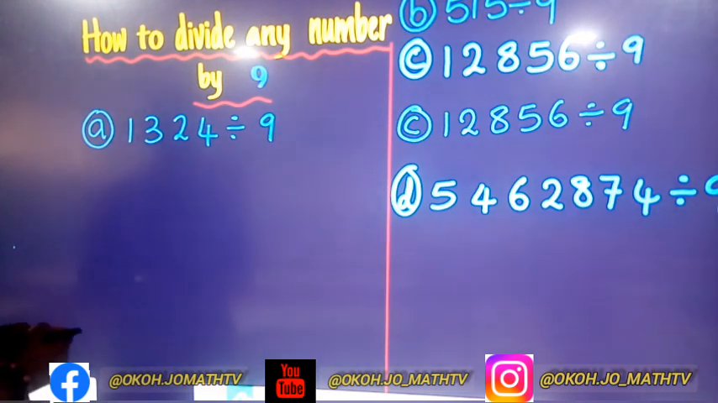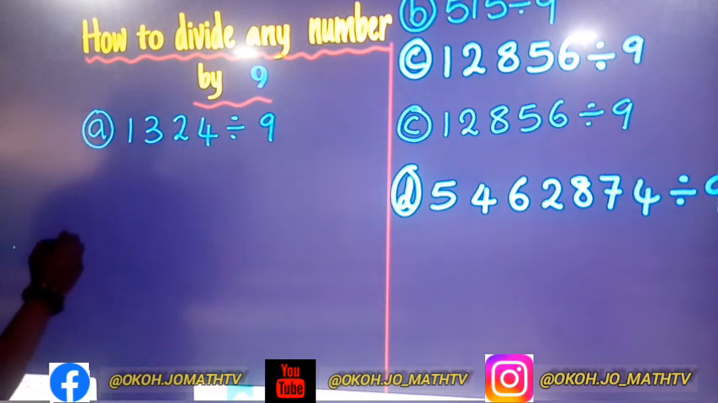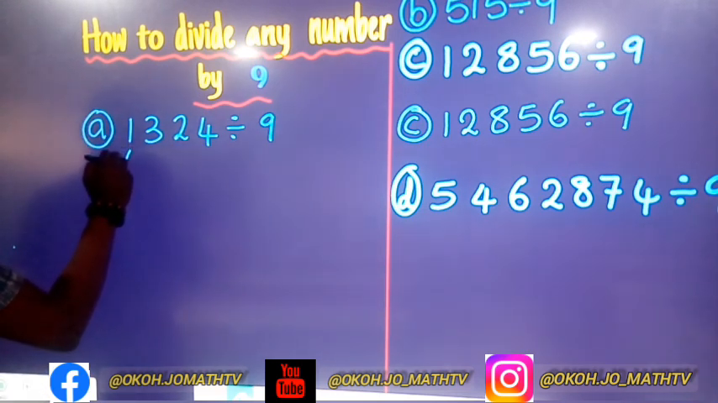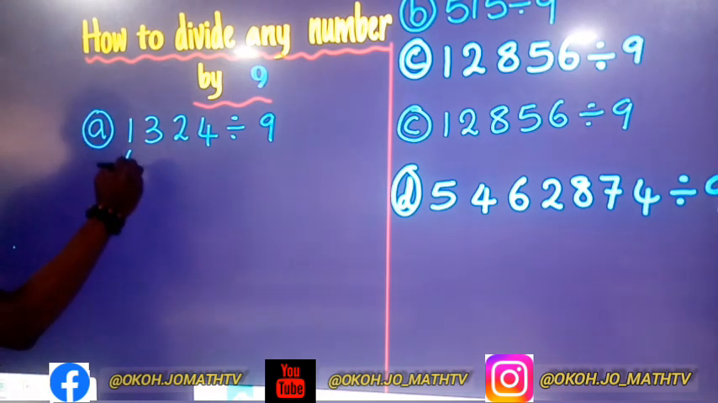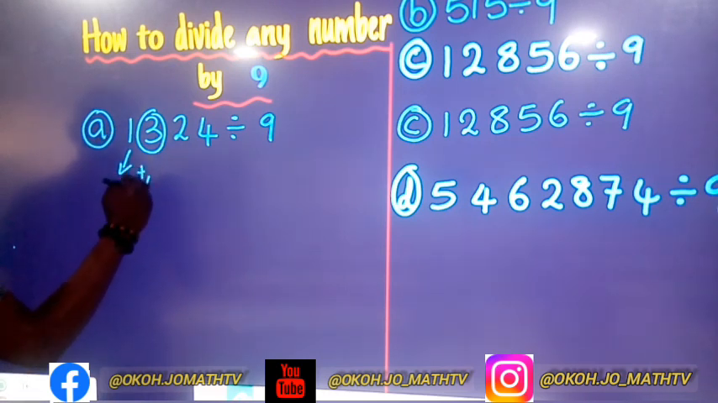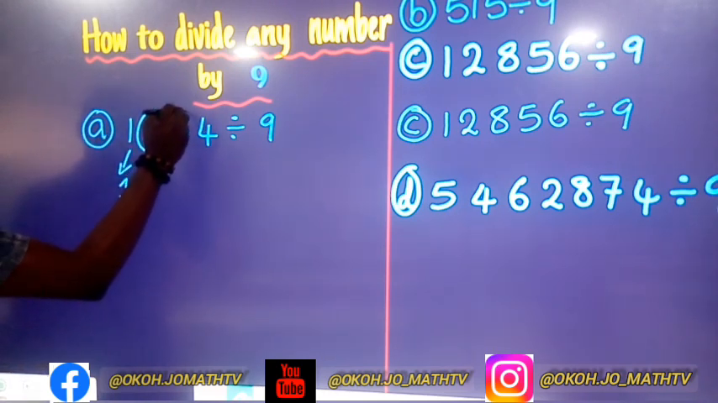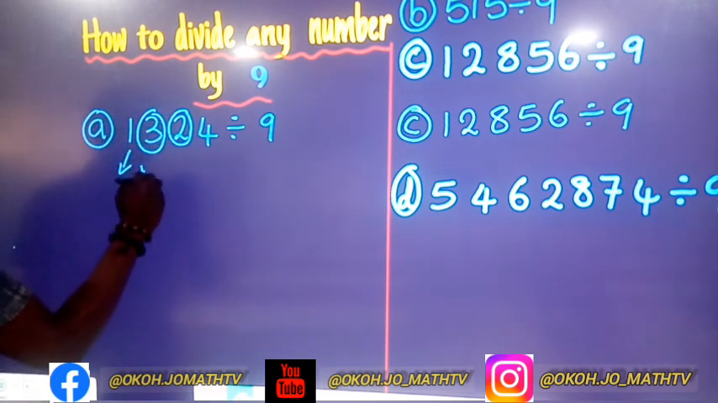The first thing we should do: look at this, 1324. Bring down this 1. Add that 1 plus this 3. So 1 plus 3 is 4. Add this 4 plus this 2. 4 plus 2 is 6.